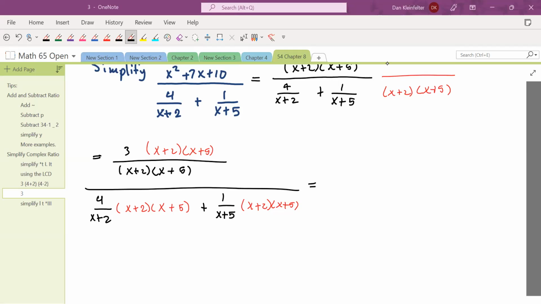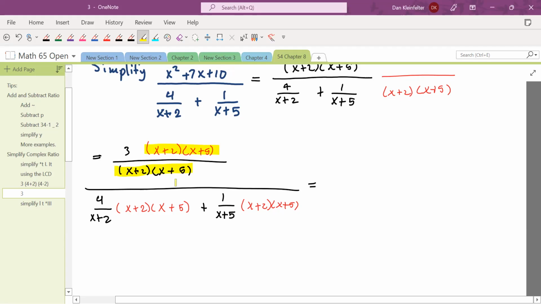All right, so taking a look at that, I've multiplied everything by the x plus 2, x plus 5. So we're going to see a bunch of things cancel out. Everything but the 3 in the numerator is going to be canceled out. Down below where the 4 is, we'll see the x plus 2's get canceled out. And in the last fraction, we'll see that the x plus 5's get canceled out. So up top, we'll have a 3. And then down below, we'll have 4 times x plus 5 left, and then an x plus 2.